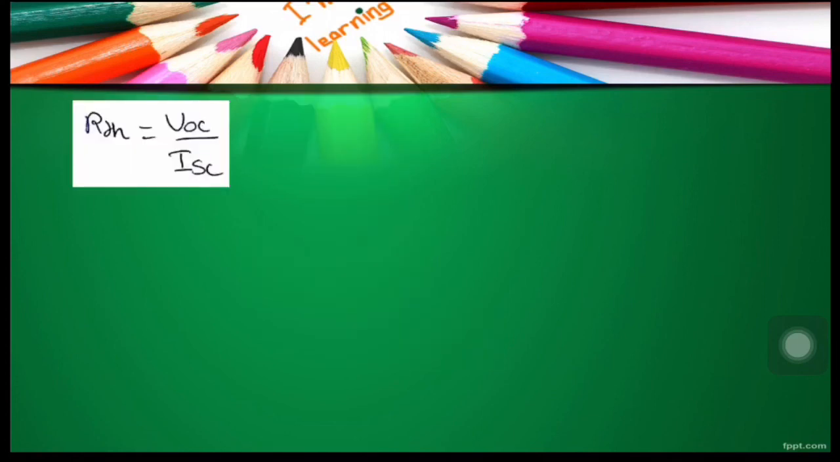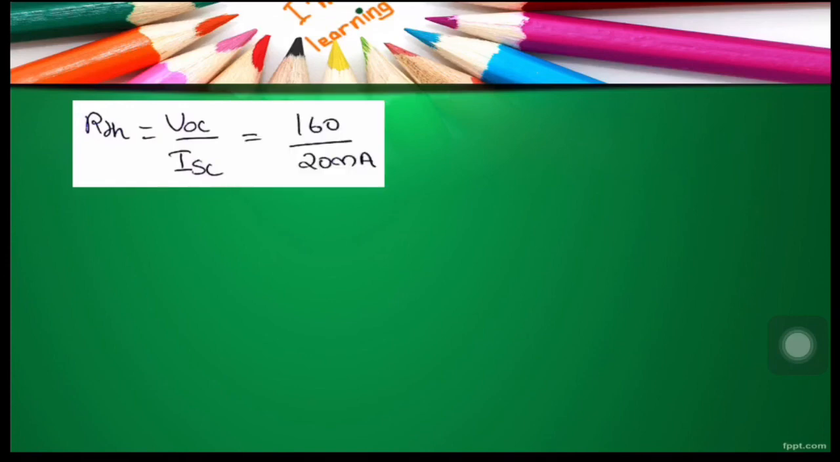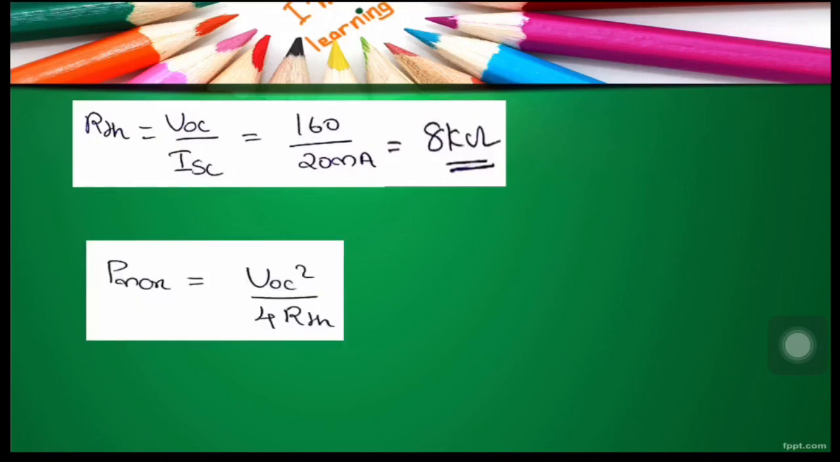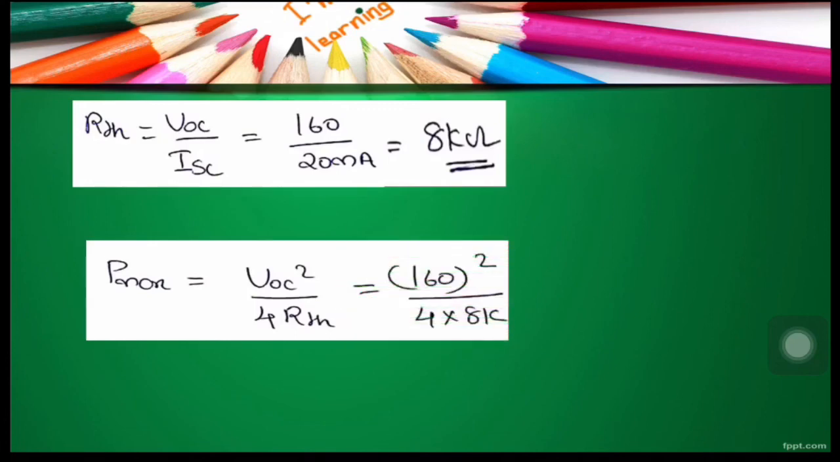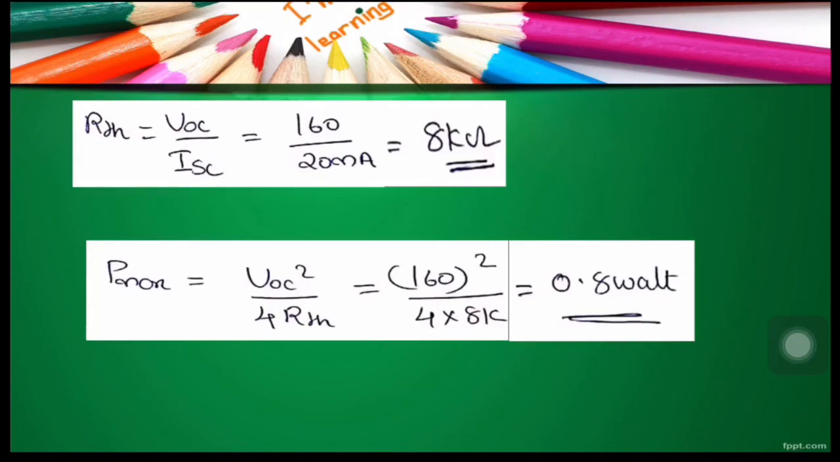Then by substituting the values in the expression of RTH, we get RTH is equal to 8 kilo ohm. Hope you remember, in the question we are asked to find the value of maximum power transferred, which can be mathematically expressed as VOC squared by 4 RTH. Finally, by substituting the values of VOC and RTH, we get Pmax is equal to 0.8 watts. Okay?